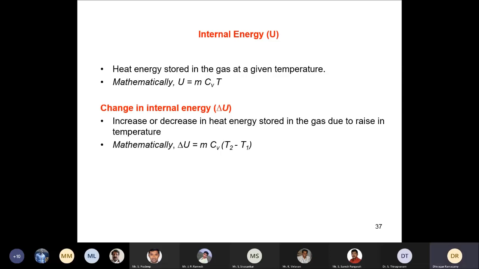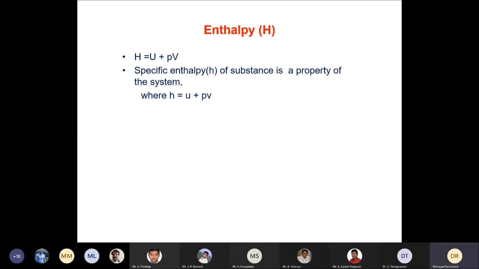Then the internal energy. This is also one of the important properties for solving equations in thermodynamics. Internal energy is the energy which is already available in the system. Mathematically, it is denoted as MCV delta T. The change in internal energy is denoted as del E or del U, that is U2 minus U1 or E2 minus E1. Right. Then enthalpy.